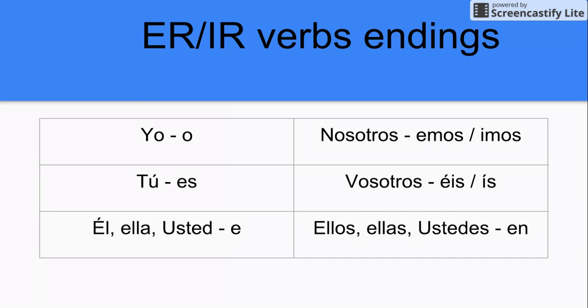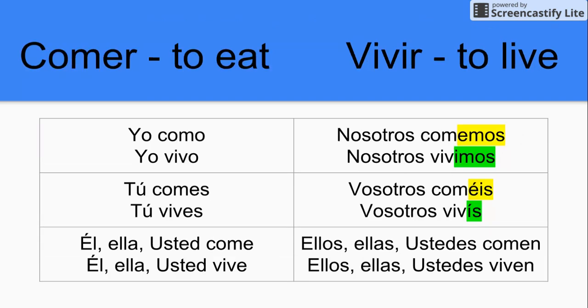If you're inclined for the vosotros, you could use és, things like coméis, or vivís for the IR verbs, ellos, ellas, and ustedes, en. So the conjugations look like this in practice. Comer, to eat, and vivir, to live.